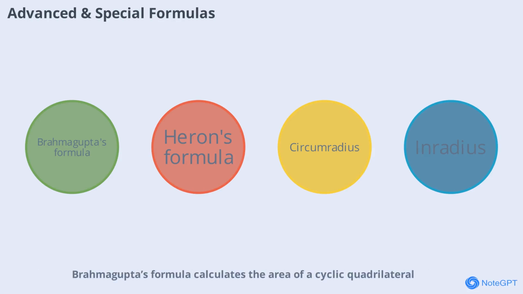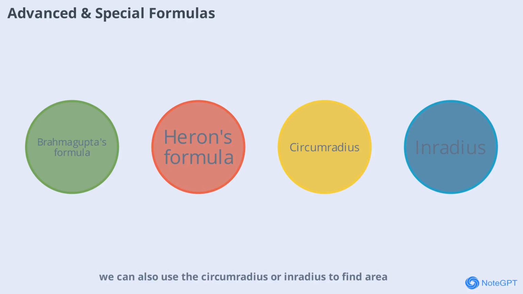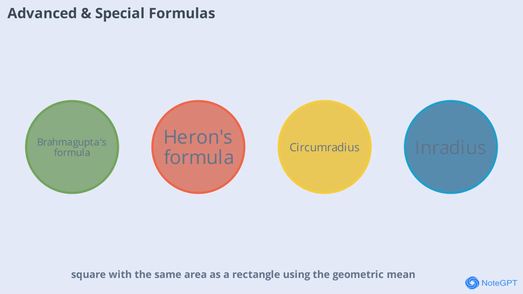Brahmagupta's formula calculates the area of a cyclic quadrilateral where all corners touch a circle. Heron's formula is a special case for triangles. For triangles, we can also use the circumradius or inradius to find area, offering flexibility when different measurements are known. Bodhiana's squaring method helps us find a square with the same area as a rectangle, using the geometric mean. These advanced tools are especially useful in higher mathematics and geometry competitions, and they deepen our understanding of how space can be measured in creative ways.